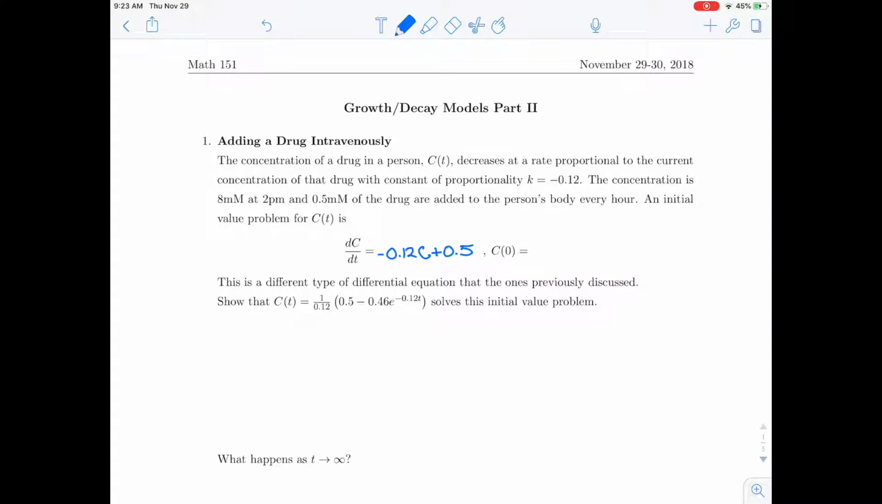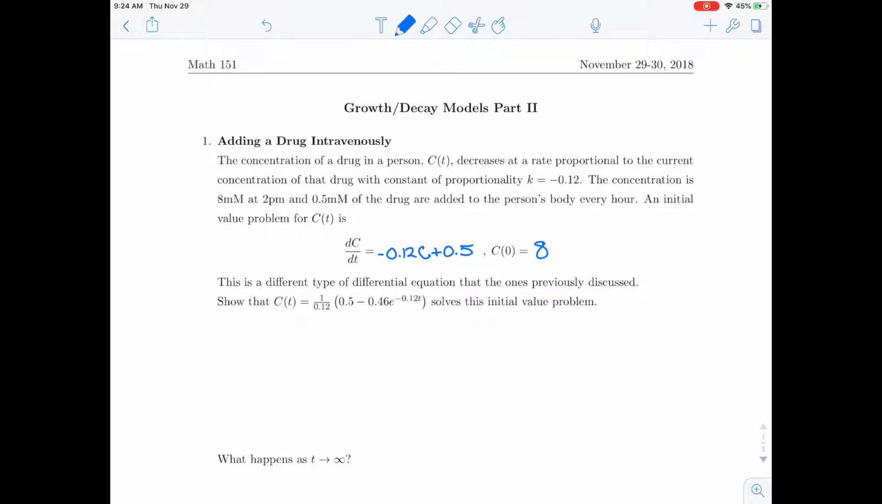Again, we will say the initial concentration is 8 at 2 p.m. And so now this is a slightly different kind of differential equation than the one we had before, because now instead of the derivative just depending on the concentration C, we are also adding the drug at a constant rate of 0.5.